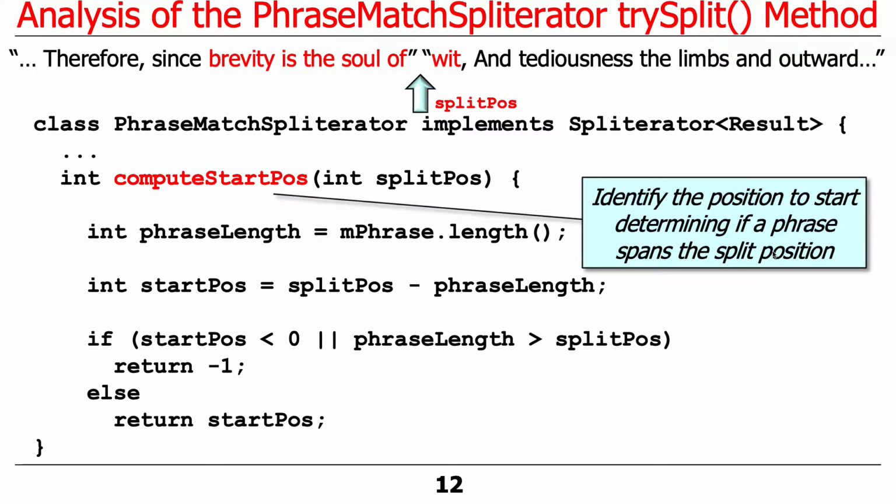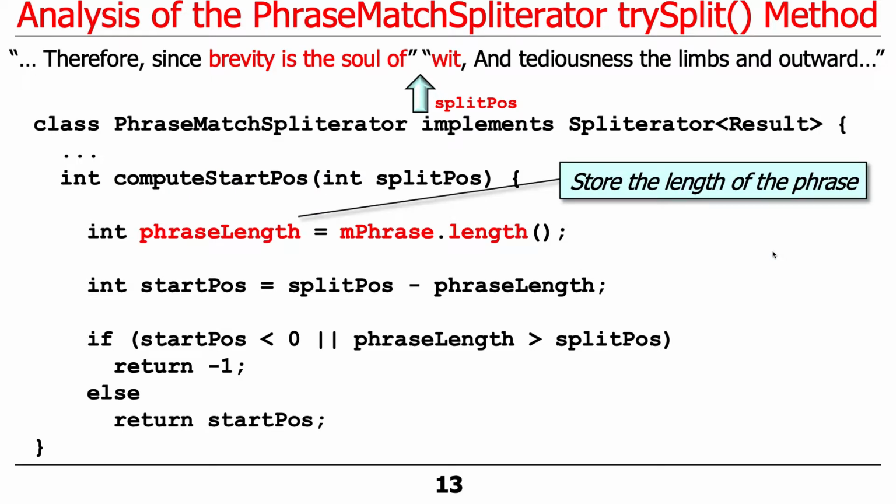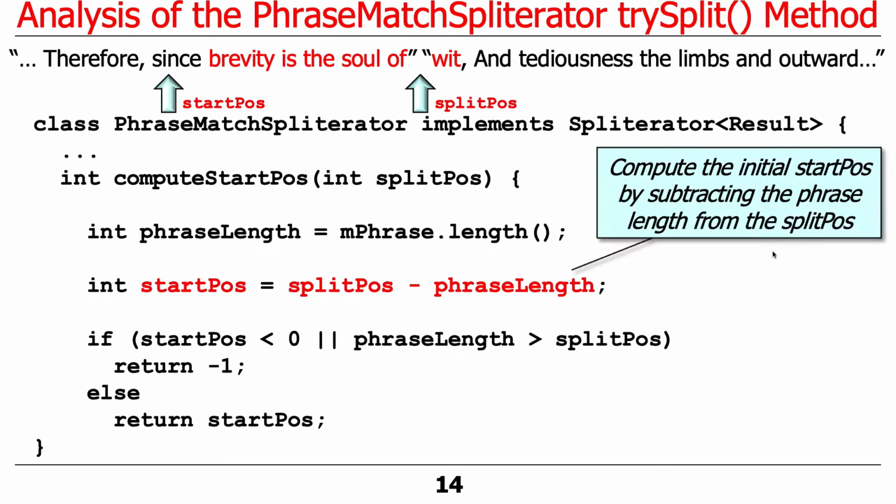Here's what computeStartPosition does. It identifies the position to start determining if a phrase spans the split position, because we're trying to make sure we're not splitting things across chunks. The first thing we do is figure out the phrase length. Keep in mind that this is the phrase, brevity is the soul of wit. That'll come back with 18 or however many characters are in that. Then we take the phrase length and subtract it from our initial split position. That gives us our initial start position, which is right here, if you do the math.